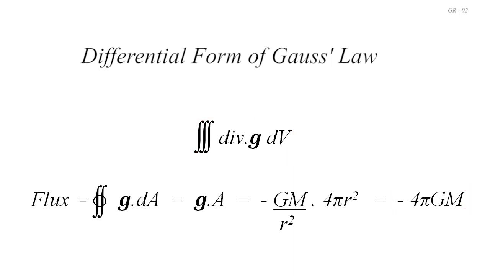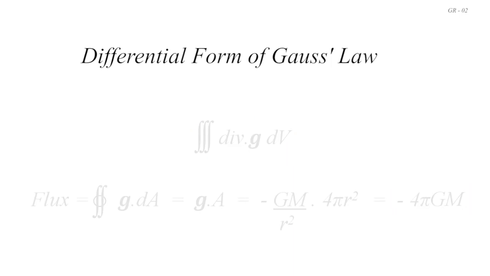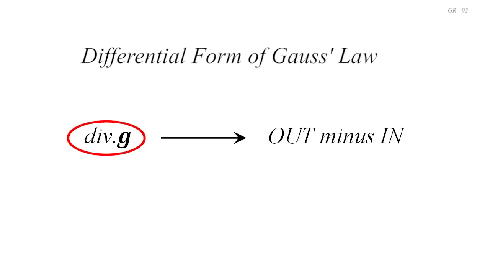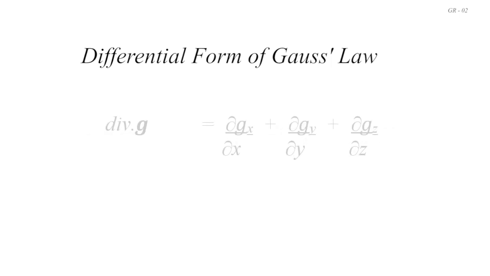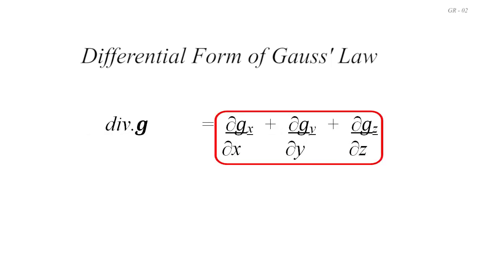Now, if you need reminding or you've never done it, the divergence of the vector little g is a measurement at a single point in space. It measures the difference between the number of flux lines that come out of the point under consideration and the number that go into it. It's out minus in. In 3 dimensions, the divergence of the gravitational field strength at a point can be written as the addition of 3 numbers, 3 scalars, 3 differentials.